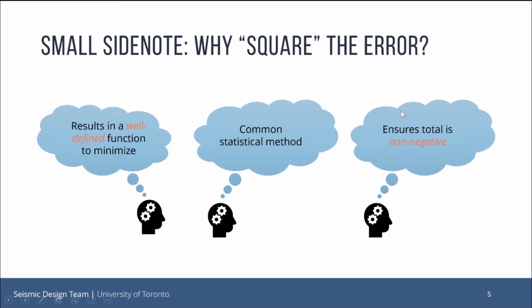And then lastly, one of the key points that is important in error analysis is that if we square the errors, it ensures that the total is non-negative. And this is helpful because it prevents trivial minimums from occurring. So we're always guaranteed that there's just going to be some minimum that we need to find. And that'll be evident when we go into our bivariate scenario.